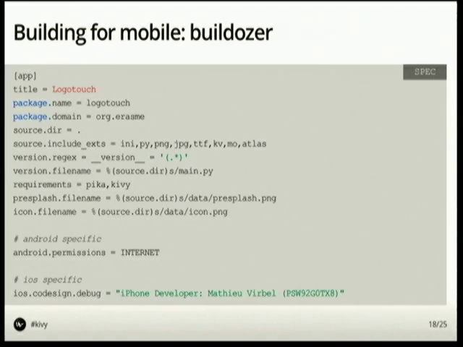And also we have some tags for specific things, platform-specific tags like android.permission. It doesn't exist on iOS. And on iOS, if you want to sign, you need the name of your key in the keychain. So you can specify everything in here. OK?